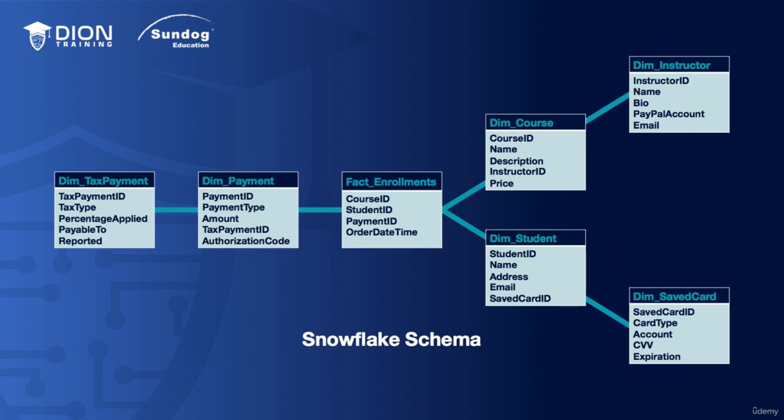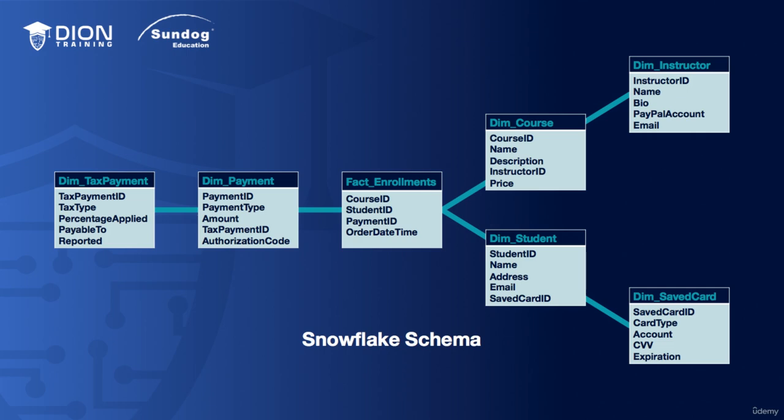Taking this even further, you can see that we've split out the saved preferred card for payment for each student into a saved card ID key, and that might link off to another dimension table called dim saved card, where we have information about that saved card, including what kind of card it is, the account number, the CCV code, the expiration date, stuff we need to store to actually process a payment using that card. Naturally, you'd want to make sure you had really tight security around that particular dimension table.